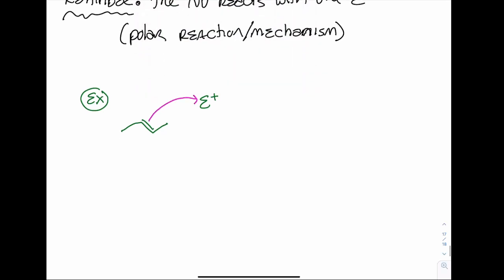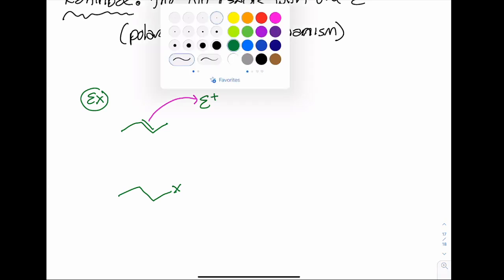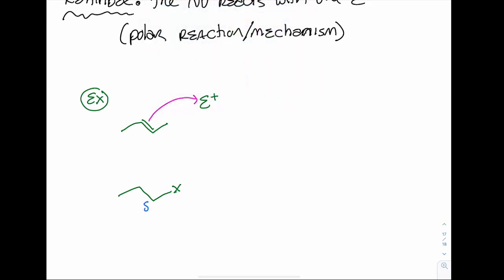I could do an example with an alkyl halide. We'll just use a generic halogen. Remember, as soon as I put that on there, that makes this carbon electrophilic, right? Because it's partial positive because of that bond dipole. So if I had some generic nucleophile, it could react with that carbon, because that carbon is electron poor.